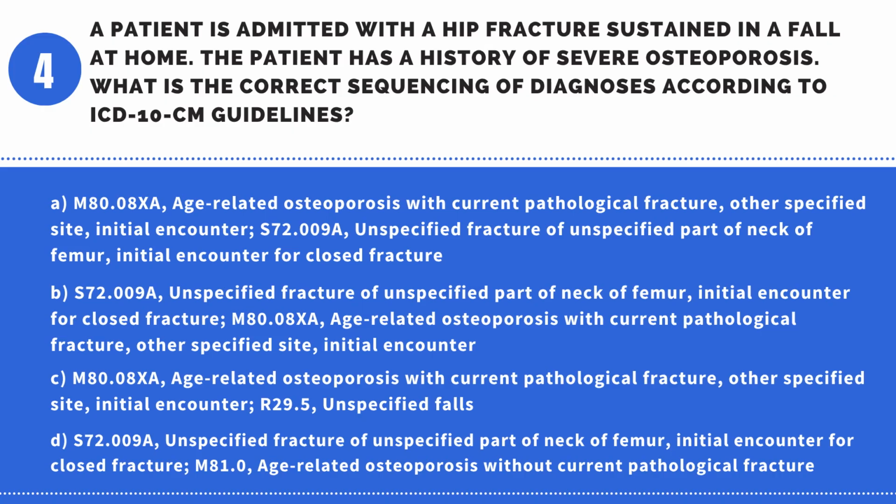C. M80.08XA, age-related osteoporosis with current pathological fracture, other specified site, initial encounter. R29.5, unspecified falls. D. S72.009A, unspecified fracture of unspecified part of neck of femur, initial encounter for closed fracture. M81.0, age-related osteoporosis, without current pathological fracture.